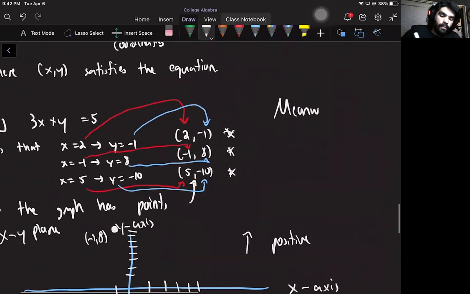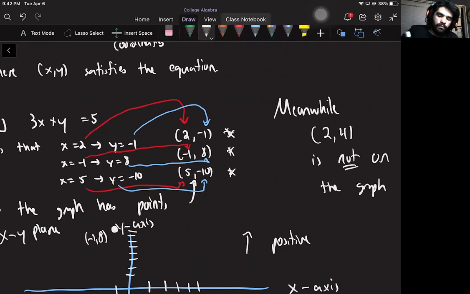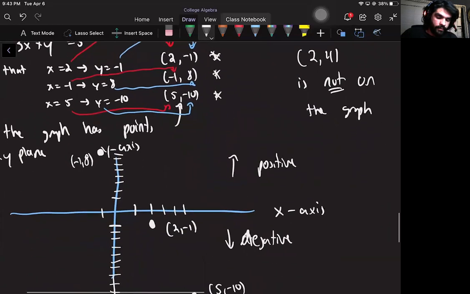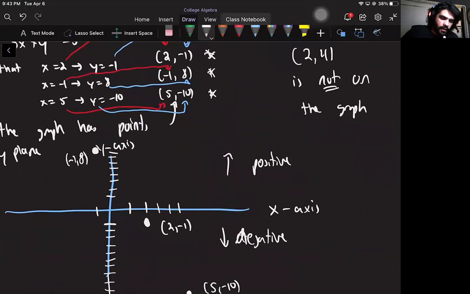So meanwhile, for example, 2, 4 is not on the graph. So I would not draw a dot there. So pretend I go over to 2 and then up 4, which is right there. I just did what I'm not supposed to do. It's not on the graph, so I would not actually draw that. I'll just leave it alone. So I don't draw anything if it's not on the graph.